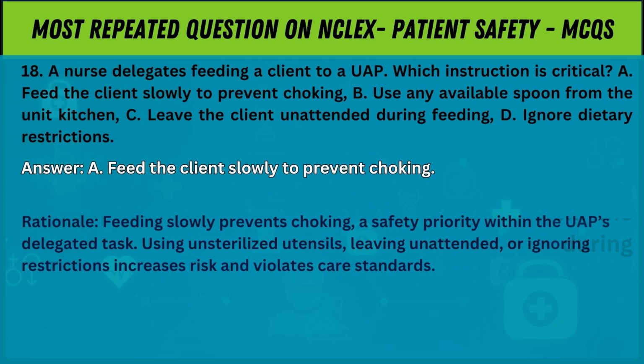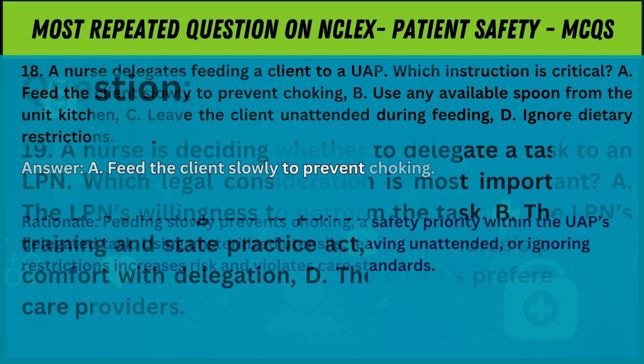Answer: A. Feed the client slowly to prevent choking. Rationale: feeding slowly prevents choking, a safety priority within the UAP's delegated task. Using unsterilized utensils, leaving unattended, or ignoring restrictions increases risk and violates care standards.